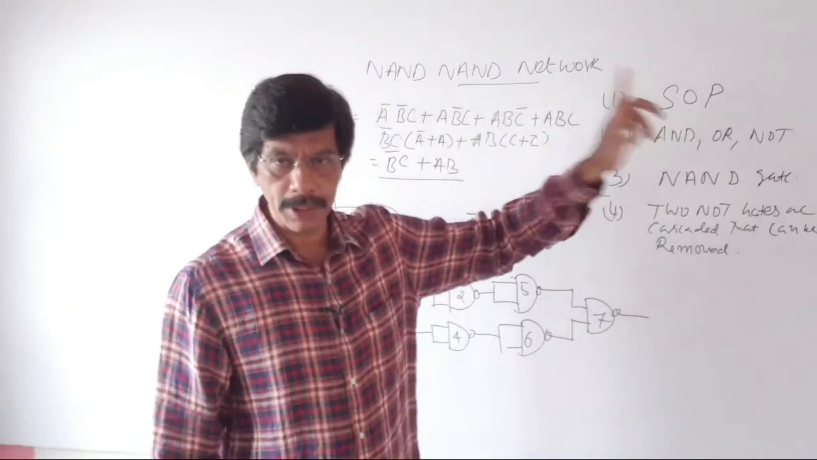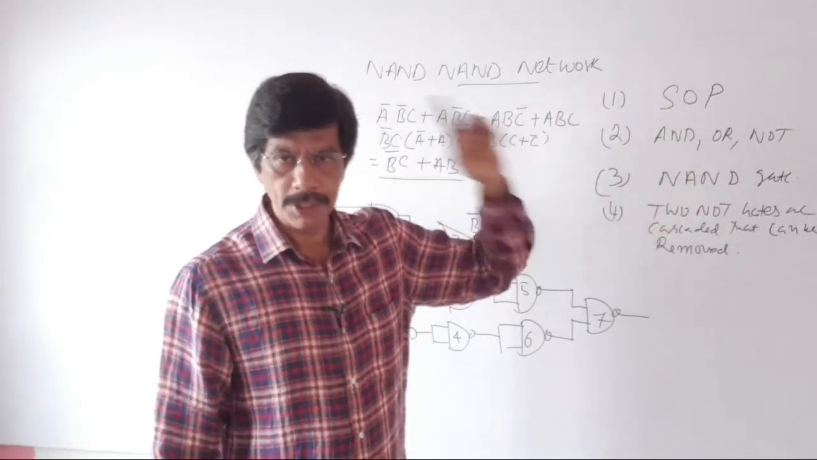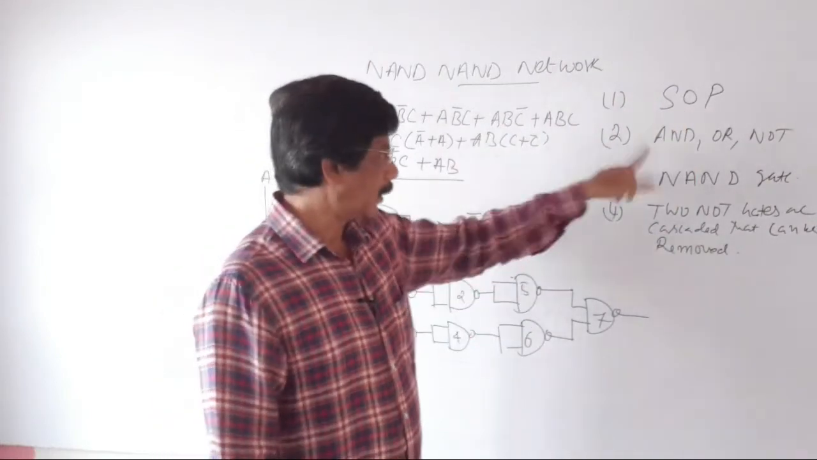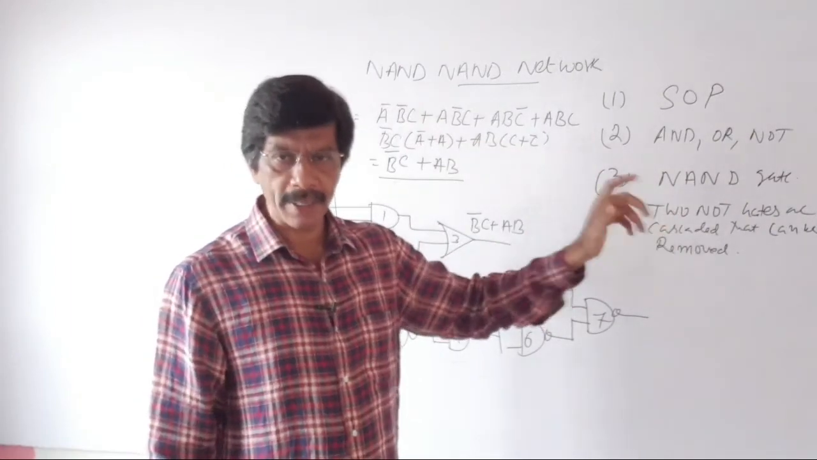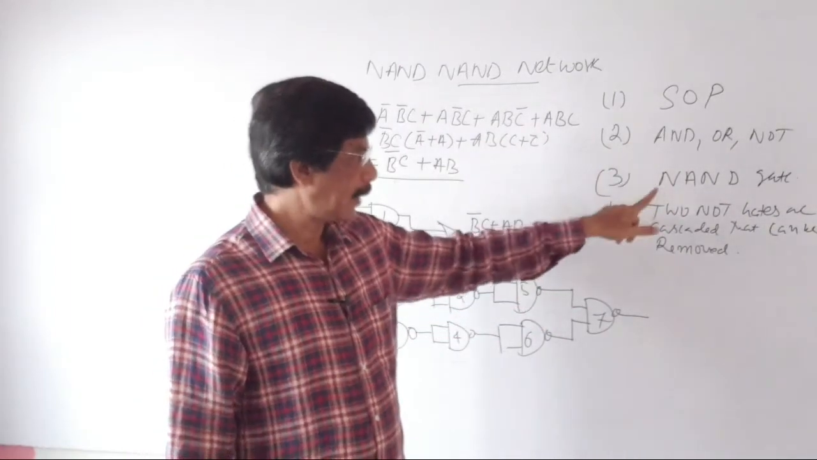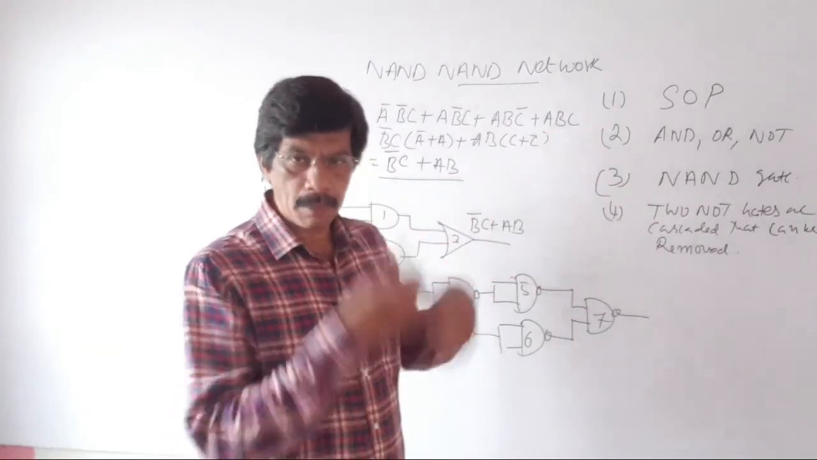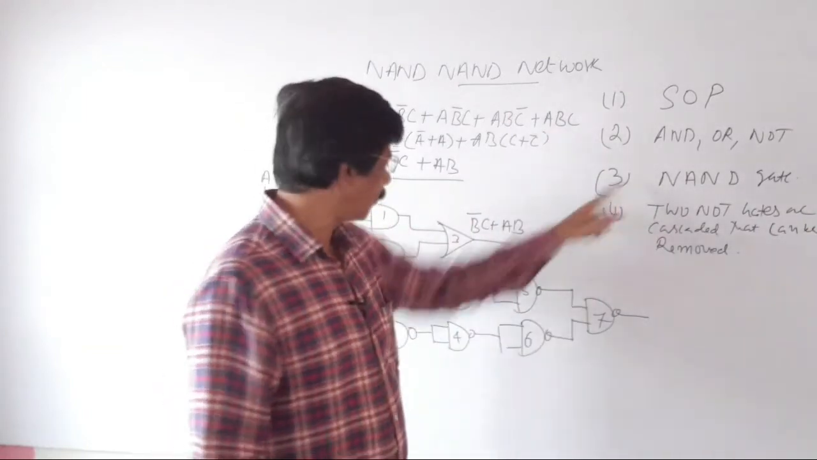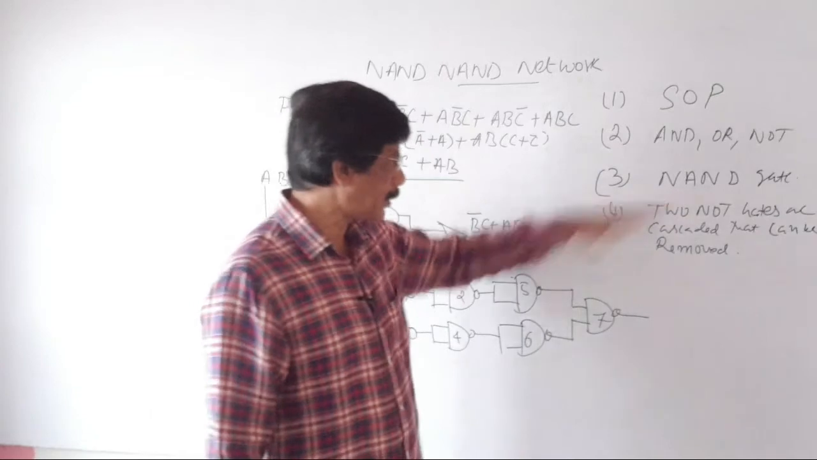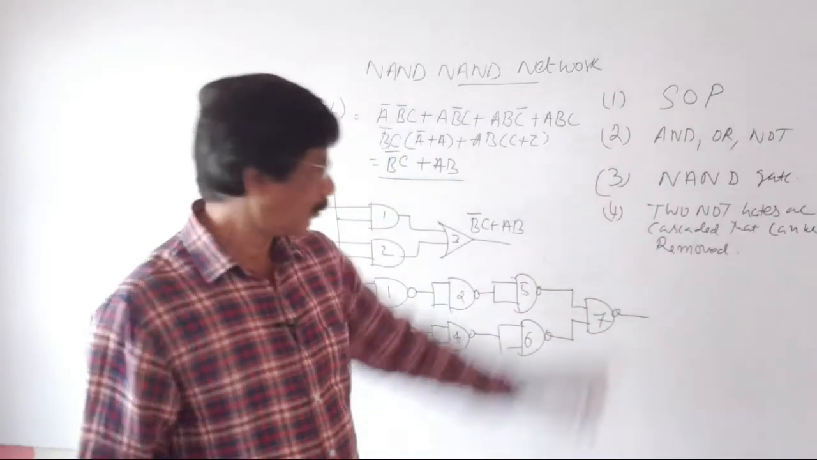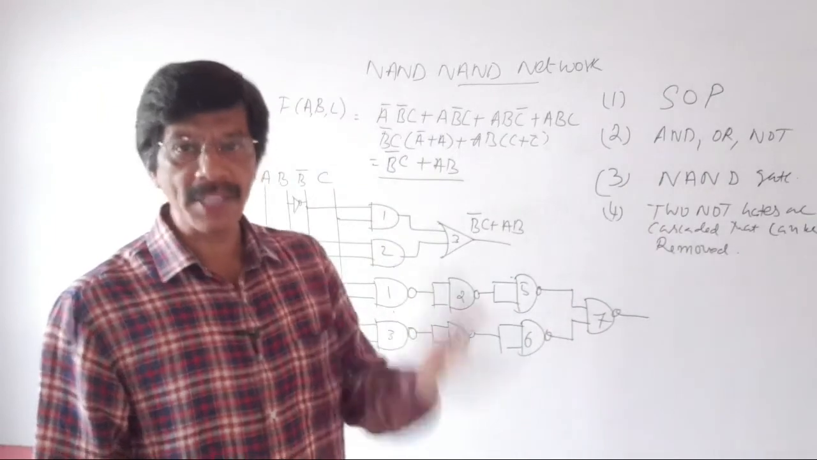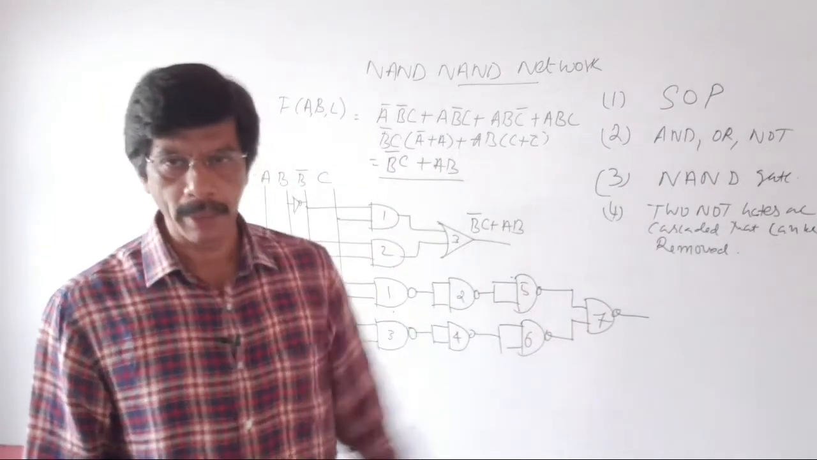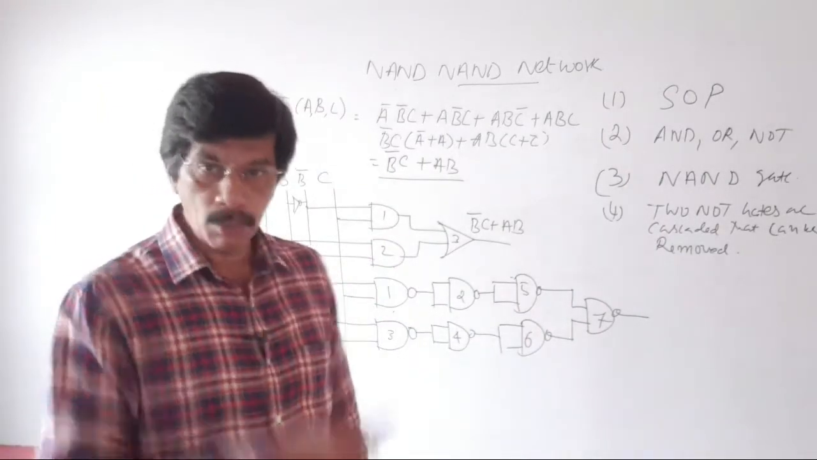First step, the given equation is in the SOP form, which is the simplified form. The second step is to draw the circuit using basic gates: AND, OR, NOT gates. Then the basic gates are replaced by the equivalent NAND gates. Up to this step, the third step is over. Then the fourth step is: if two NOT gates are cascaded one by one, they can be removed.